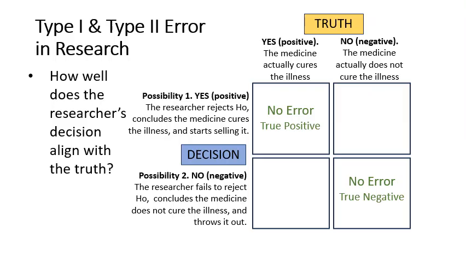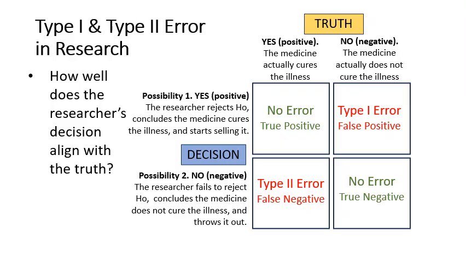But since we'll never know the truth, there's also the possibility of error. And there could be a false positive. The researcher could decide that the medicine works and start selling it, but in reality, it doesn't work. It doesn't cure the illness. Bummer. One type of error is called type 1 error, also known as a false positive. Another type of error is a type 2 error, a false negative. The researcher fails to reject the null, decides the medicine doesn't cure the illness, and throws it out. It's gone. But in actuality, the researcher missed it. The medicine actually does cure the illness, and that's our type 2 error in the sciences.